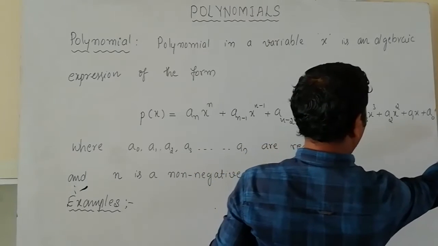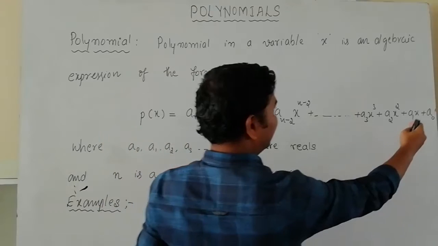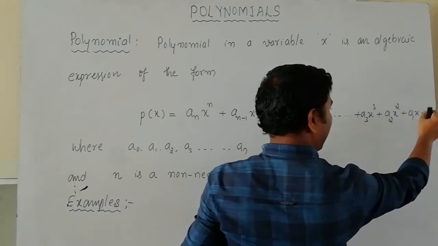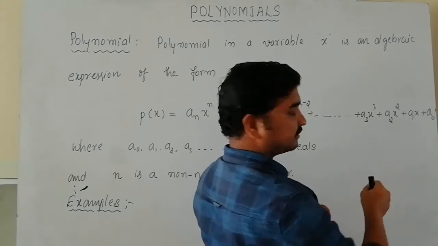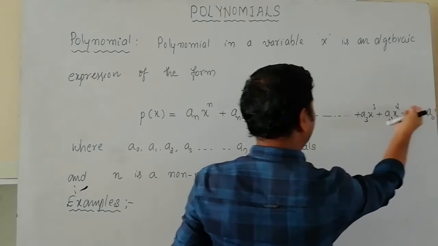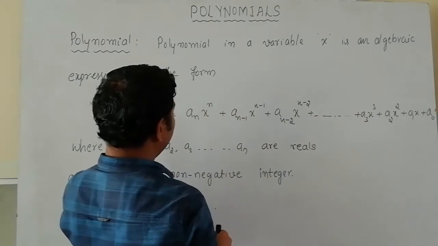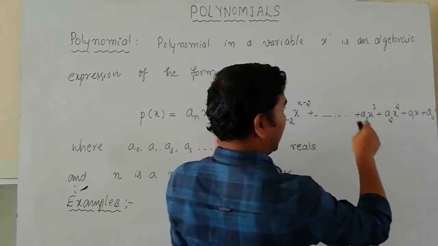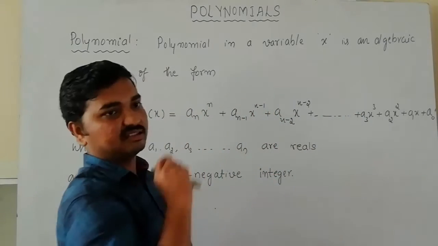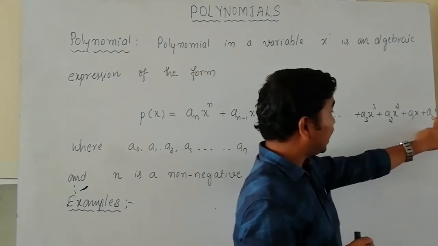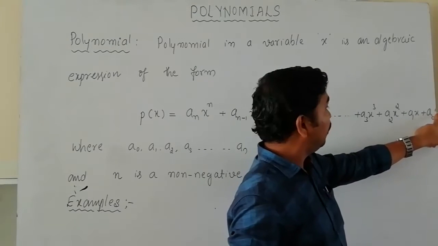When you come from right to left, the exponent of x, the variable x, goes on increasing. When we go from left to right, the exponent of x goes on decreasing. Up to which? Up to 0. So now here it is 0.